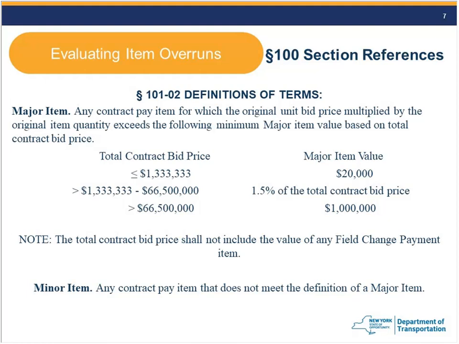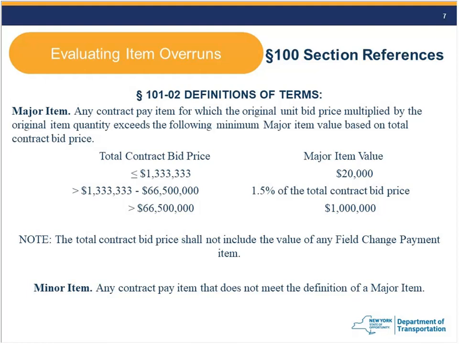Now, that's probably not a lot of our contracts. Probably the majority of our contracts land into the second category. So between 1.3 million and 66.5 million, it is 1.5% of the total contract bid price. Sounds a little confusing, but we're going to show you we can clear that up pretty quickly. And then, we don't see these jobs in Region 2, but for a contract greater than $66.5 million, $1 million or more is a major item value. Just as a note, it doesn't include the field change payment.